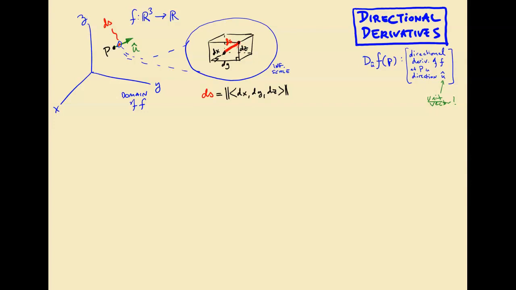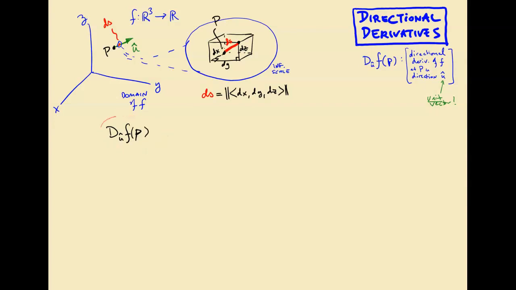So ds would be its length. And I'll just keep this fact right here. I'll need it later as we derive our formula for a directional derivative. Okay, the thing we're after here is the directional derivative of f at our point P in the direction of u.